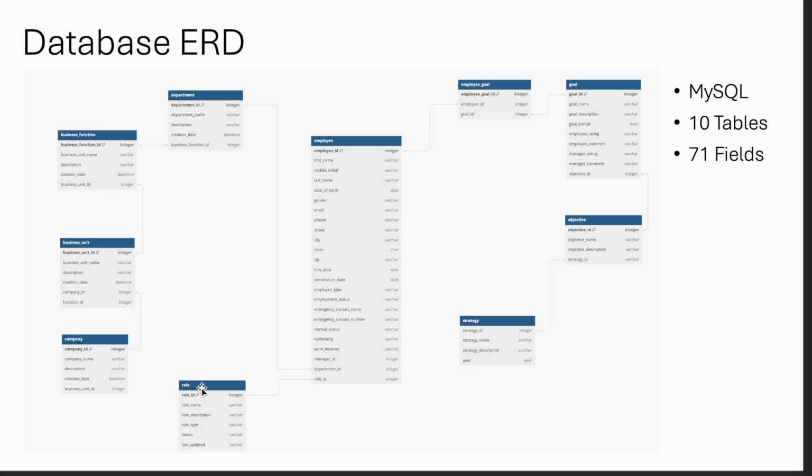And a role can have more than one employee associated with it. And for simplicity, what we're saying is an employee can only have one role associated with an employee at a given time. So that's the design. It was designed in MySQL. We have 10 tables and 71 fields. With that, let's jump over and take a look at the database running, and we'll run some queries against it.